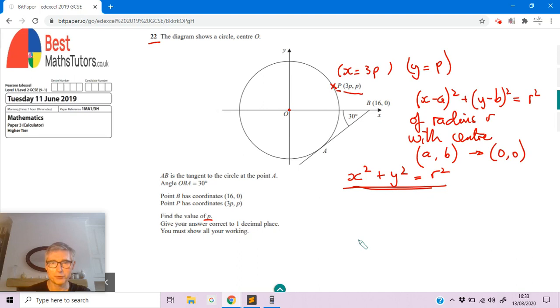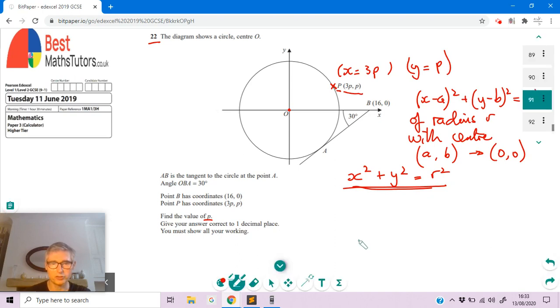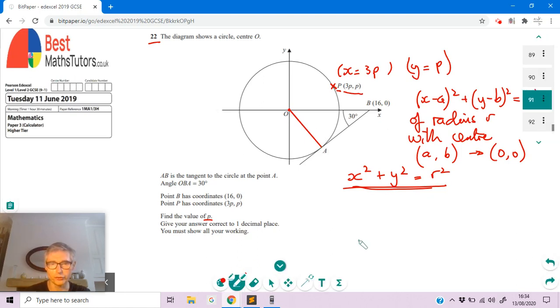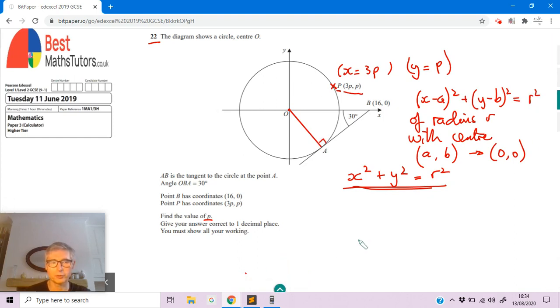In order to do that, we're going to look at this tangent to the circle. And we need to know another fact, which is that if we have a tangent to a circle, then if I was to draw a line from the centre of the circle to the tangent, the point where it touches is actually a right angle. And that helps us greatly because we can then use trigonometry in order to work out this radius here. So this is the radius of the circle.